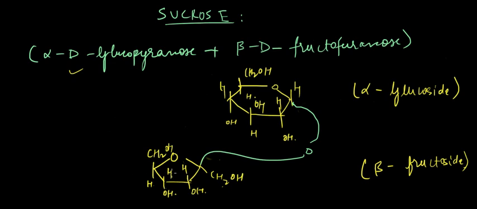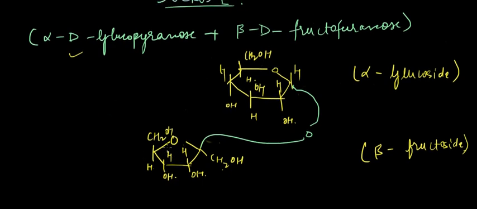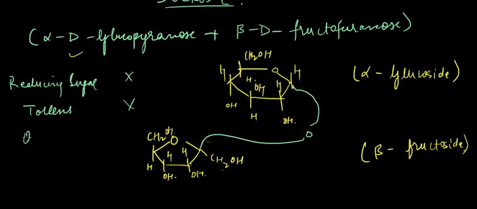Let us now pass this sucrose structure through various tests. Is it a reducing sugar? That answer depends on Tollens test or Benedict's test. It does not pass Tollens test, or rather it gives a negative Tollens test. Why? Because this is an ether group, and no aldehyde can be formed from this oligosaccharide, so it won't be a reducing sugar. Will it give osazone formation? If aldehyde is not there, osazone will not form.